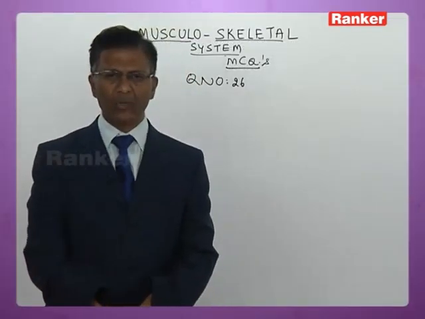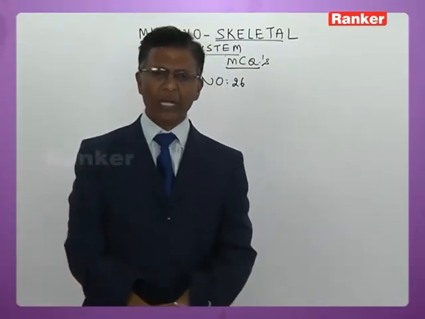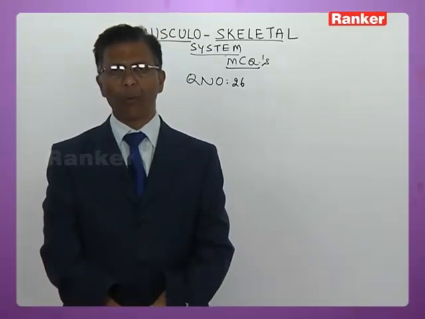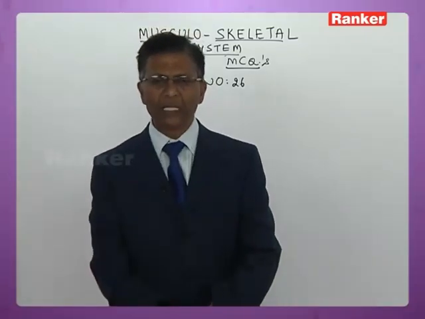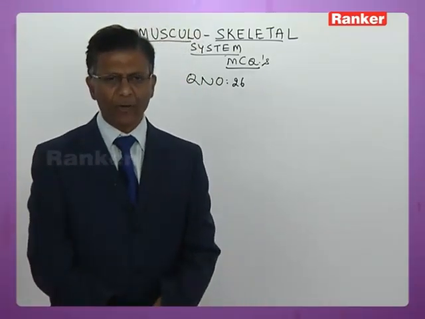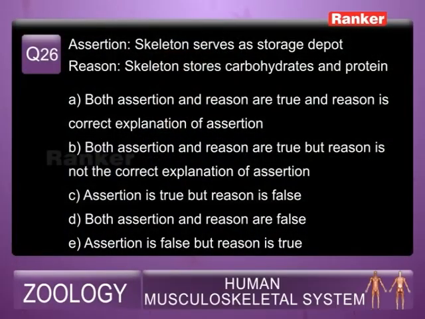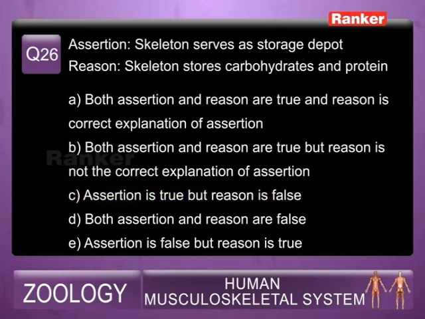Among these, skeleton serves as a storage depot for RBCs. It also stores fat, that is, yellow bone marrow is a kind of fat, so it can be called a storage depot for RBCs and fat. The reason says it stores carbohydrates, so the carbohydrate part is wrong. So the answer is assertion is true and reason is false. So the answer is C for this.